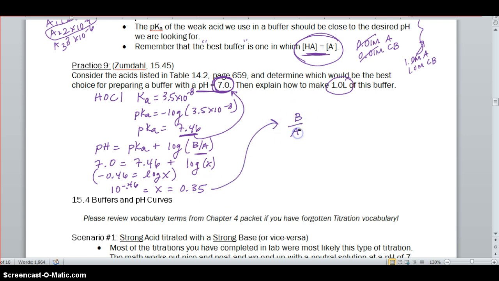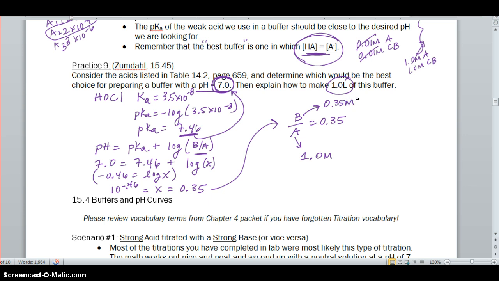Okay, well what does that tell you? X was our base to acid ratio, right? So we want that ratio to be equal to 0.35. So an easy way to do that is to say that we want our acid concentration to be equal to 1 molar. And if that's the case, then what do we want our base concentration to be? That would be 0.35 molar.